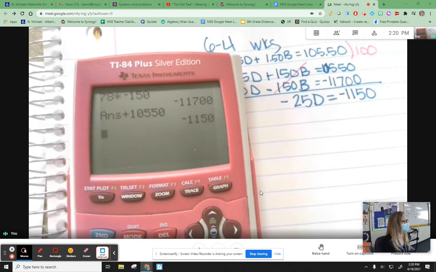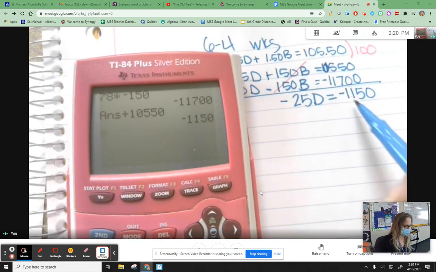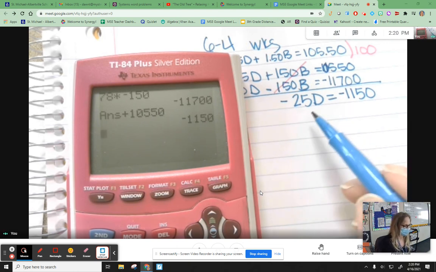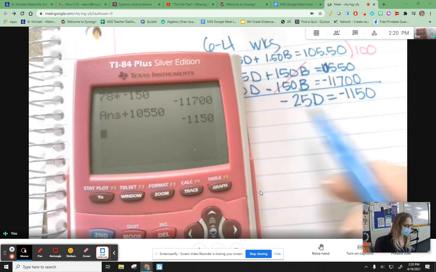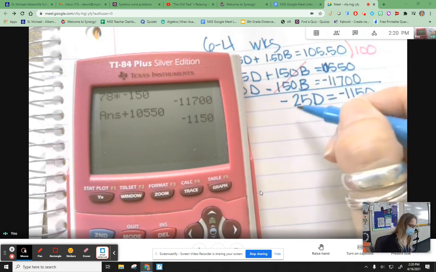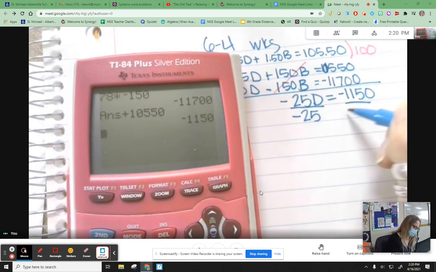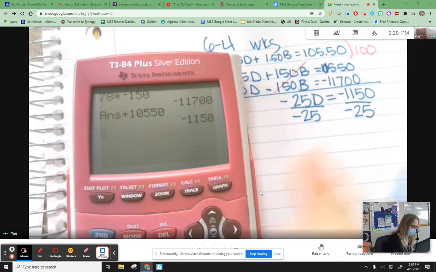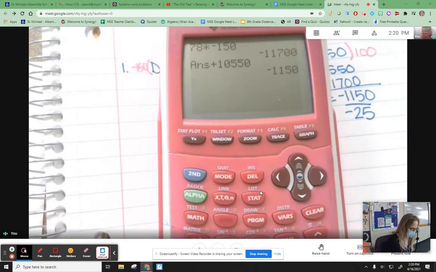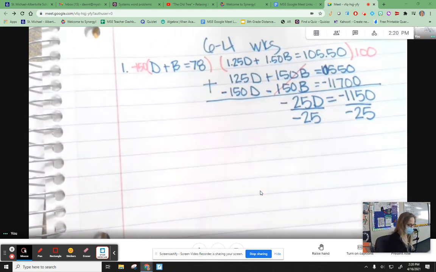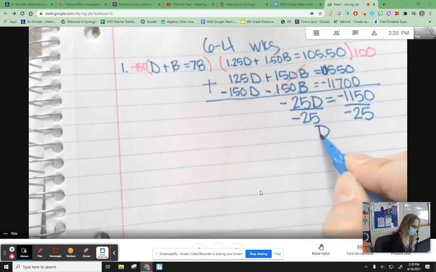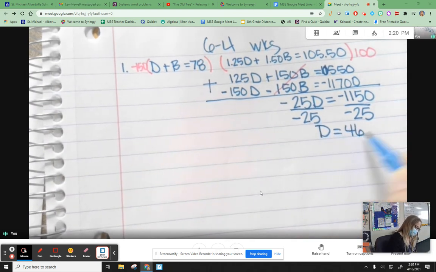And sometimes when you're doing a problem like this, you think, man, I'm not supposed to have negatives. But remember, you're about to divide by a negative and that will make it no longer negative at all. So I'll divide by negative 25. Remember, your negative sign is down underneath the 3. And you get 46. So that's 46 hot dogs.